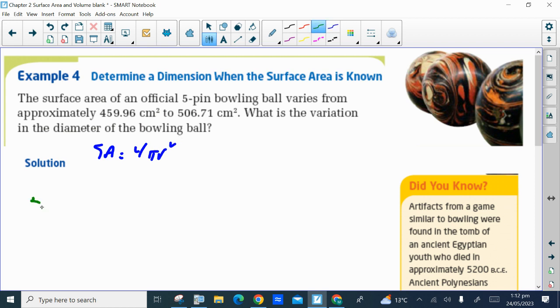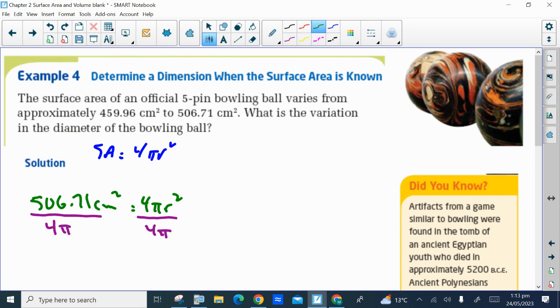The largest ball has a surface area of 506.71 centimeters squared. That is the surface area, and surface area equals 4 pi r squared. So we're going to solve for r, and then we'll double it to get the diameter. But we first have to figure out what r is. So our next step would be to divide both sides by 4 pi.